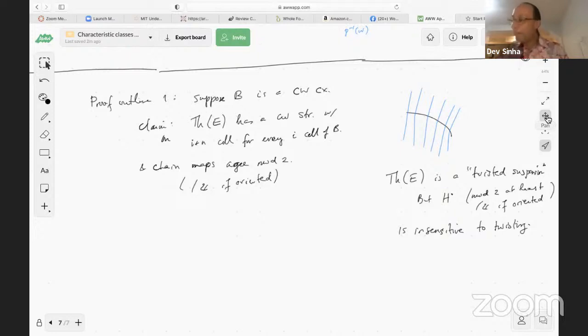So I'm going to be, I think, even more brief for proof outline number 2. It is basically the proof in Milnor and Stasheff. And I'll just be so brief, I'm just going to say it's a 5-lemma argument.